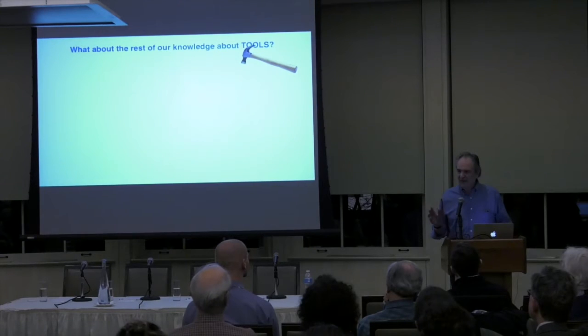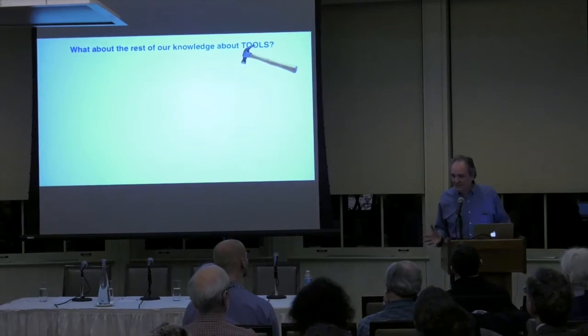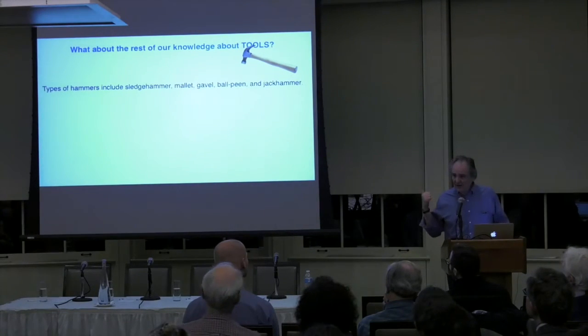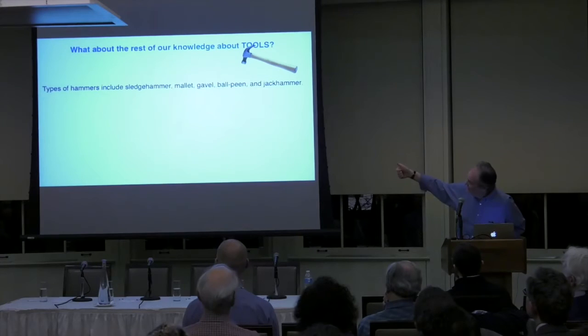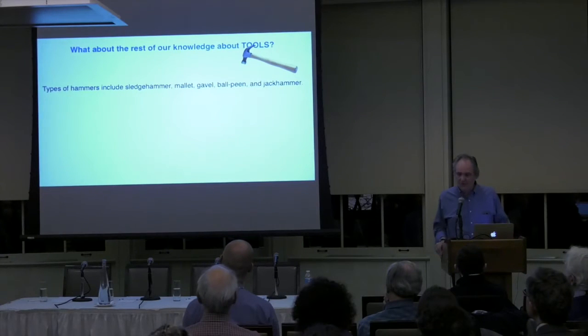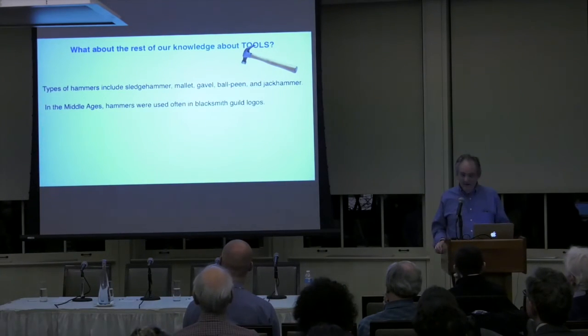One last point, since I've been talking about tool knowledge. Well, what about everything else? I mean, we know more stuff about tools than I've been talking about here. For example, many of us, probably all of us, know that there are these different names that we have for tools. Sledgehammers, ball peen, jackhammers. That stuff is in your brain somewhere.